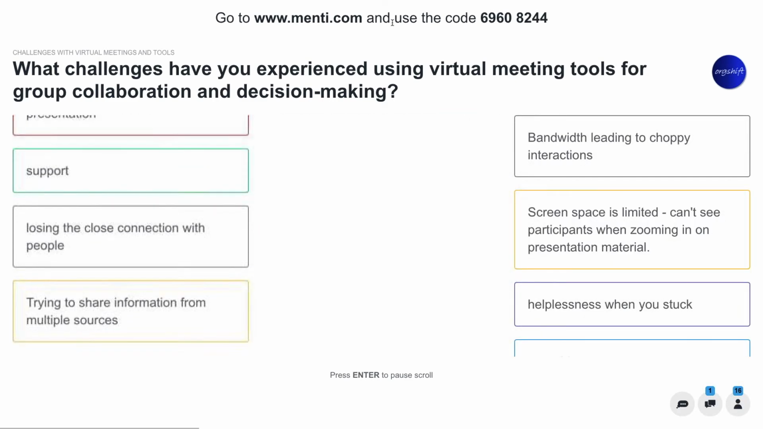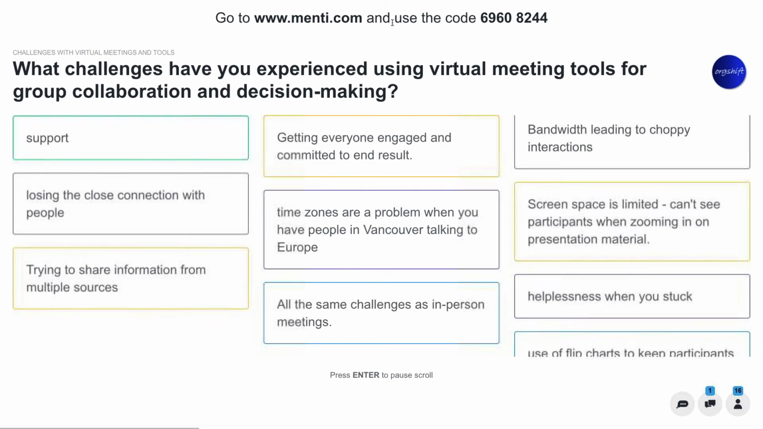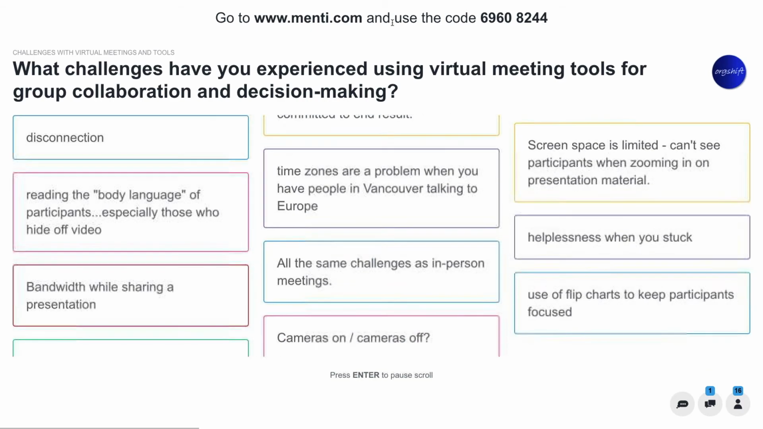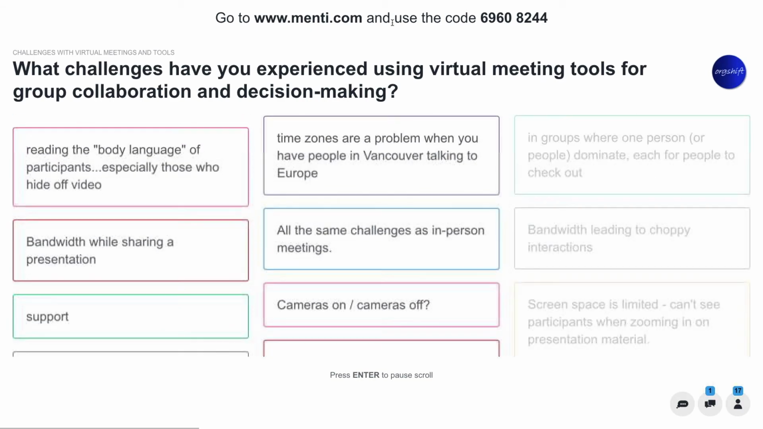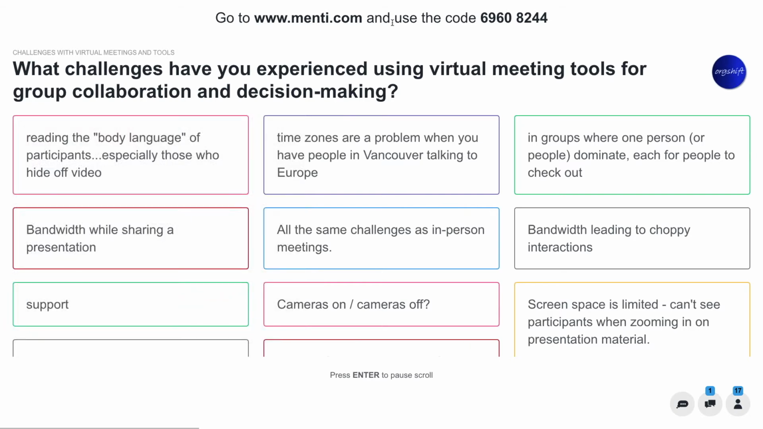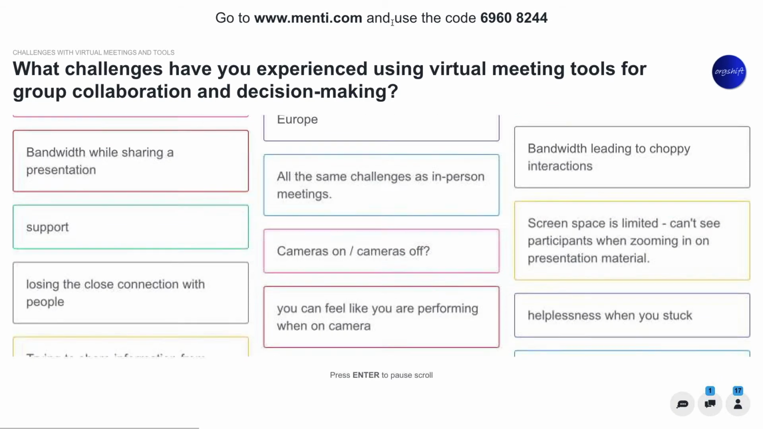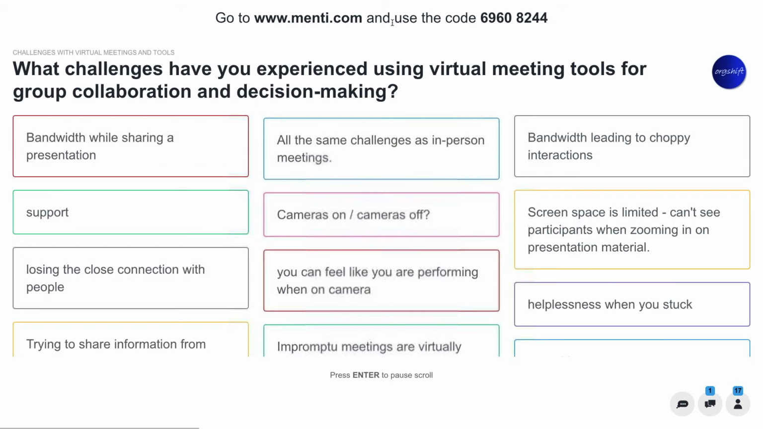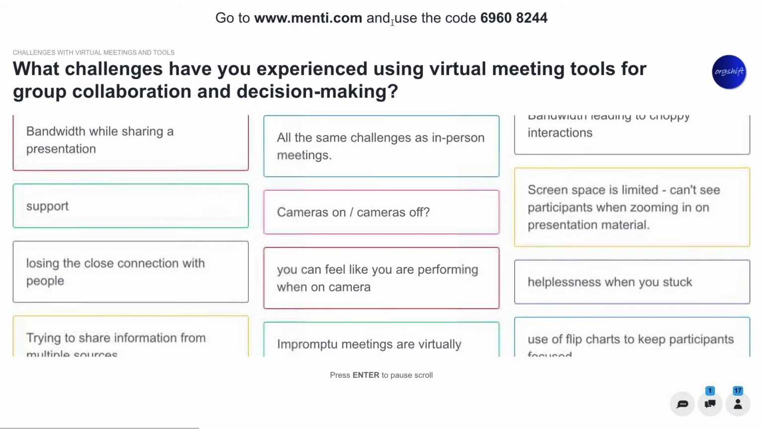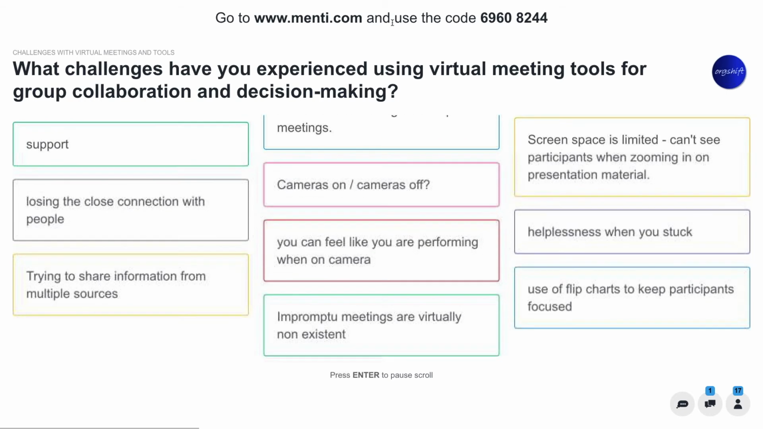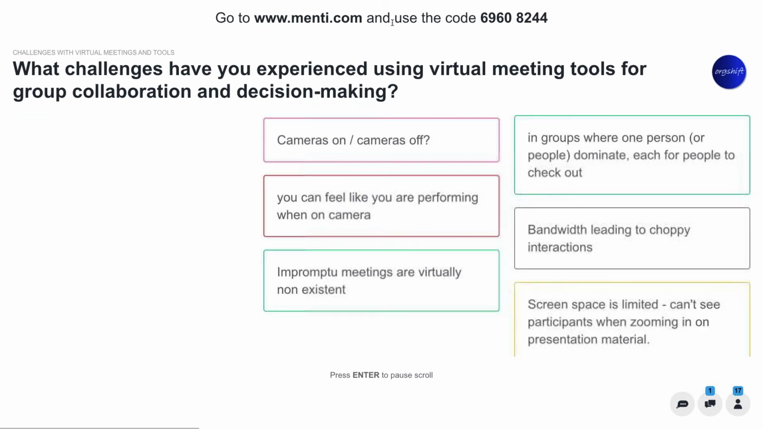Performance, thank you. That's a really excellent idea. Sharing information from too many different sources. So how do you keep people engaged? Use of flip charts. We used to do that in person. So how do we do something like that? This is one way of doing it that I'm showing today. Okay, these are all great points about impromptu meetings.